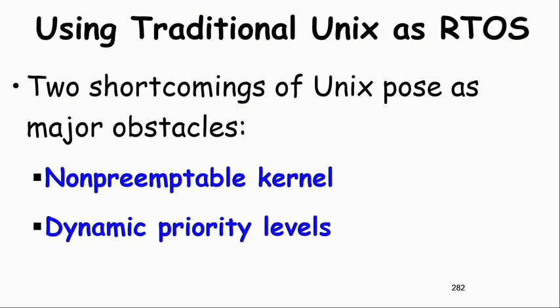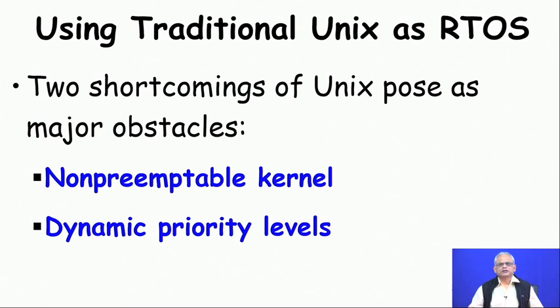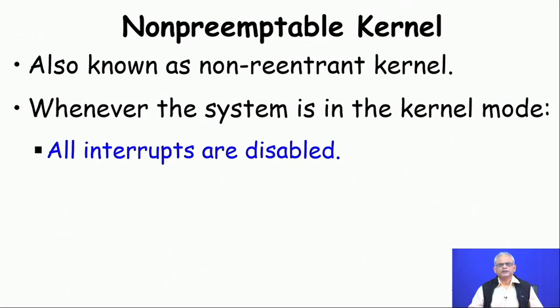Now, let us try to examine why it does this. First of all, why does it disable all interrupts when executing kernel routines, and also why does it have to keep on shifting the priority of a task? Because in this situation it becomes difficult to run a real time scheduler like rate monotonic scheduler, because the scheduler works on the assumption that the programmer assigned priorities do not change. First, let us look at the non-preemptable kernel.